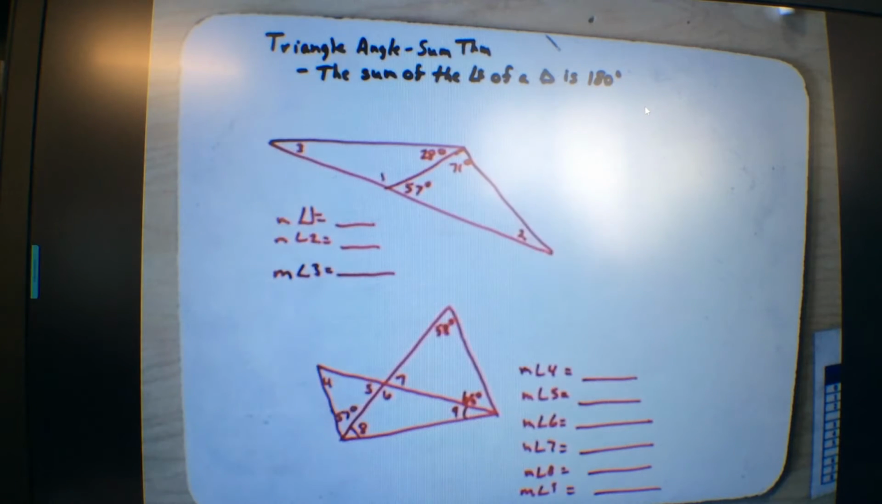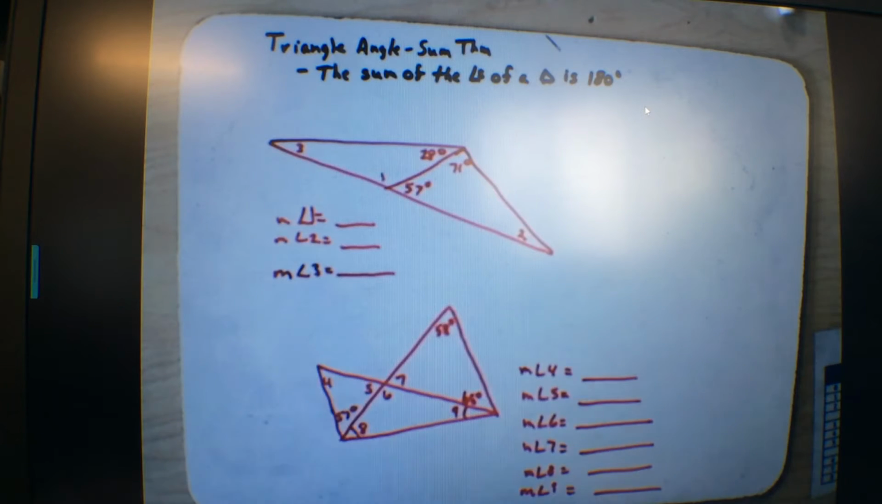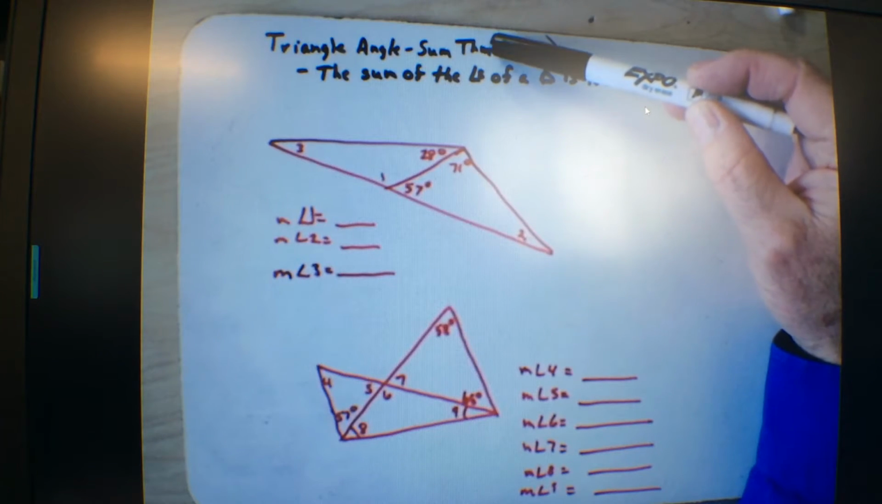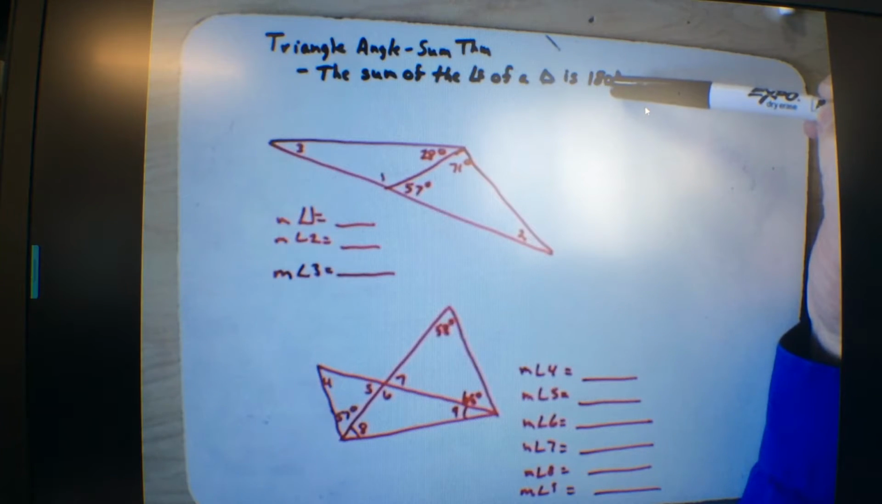Okay, this is section 4.1, geometry, page 283. And we begin, this whole chapter is based on triangles, okay? And so then we move on to different figures in the future. We start out with a very basic theorem that you probably already heard. It's called the triangle angle sum theorem. The triangle angle sum theorem says the sum of the angles of a triangle is 180 degrees, okay?